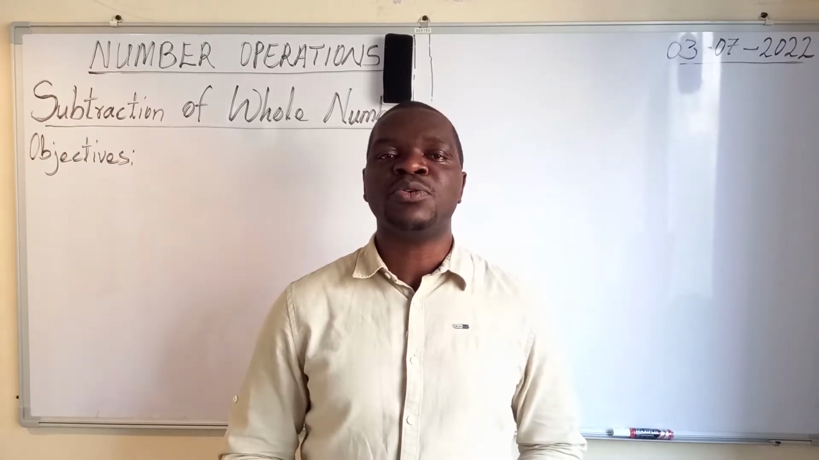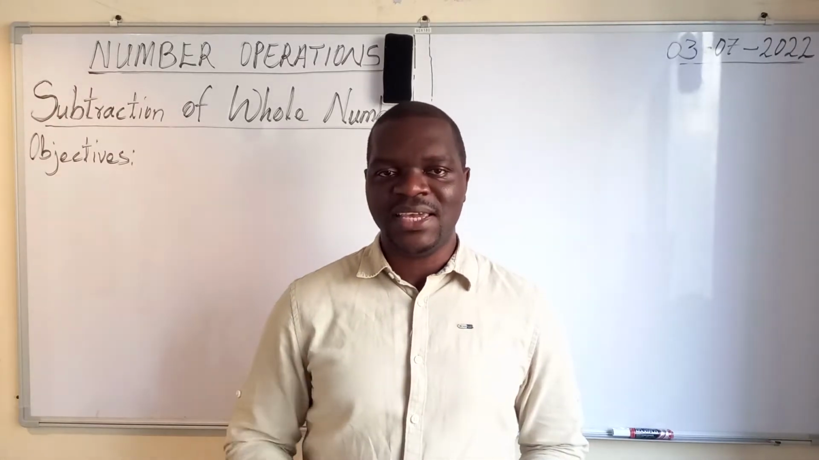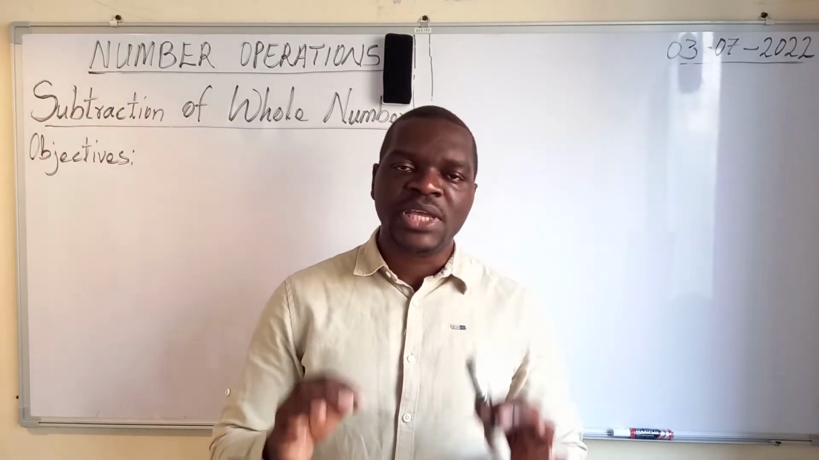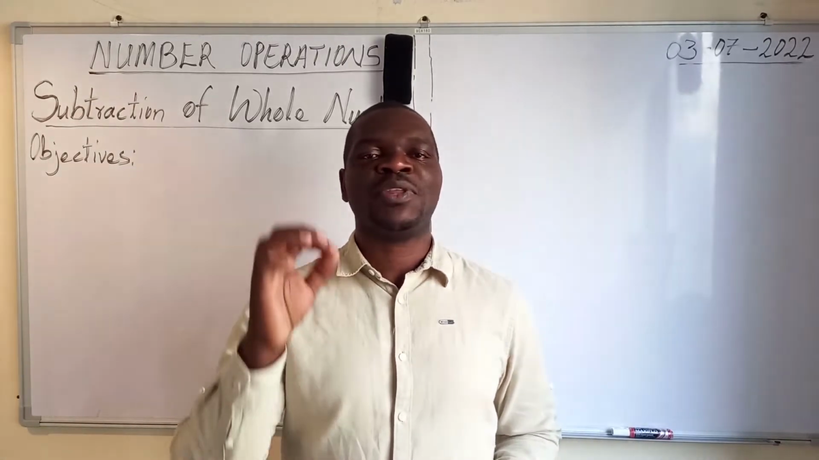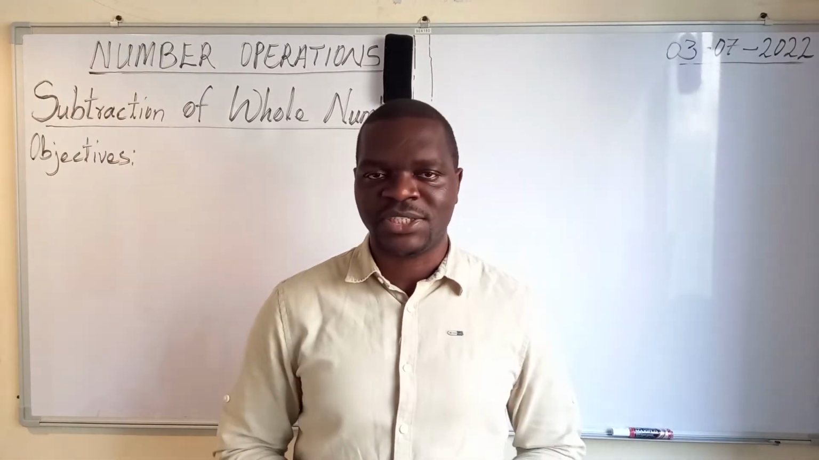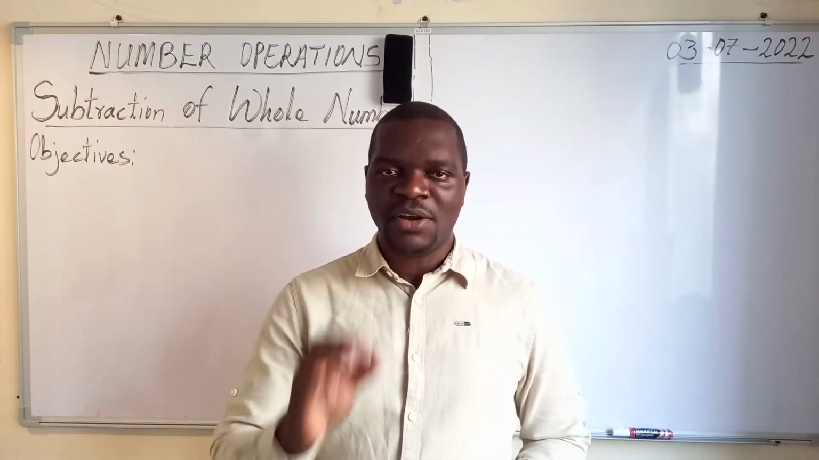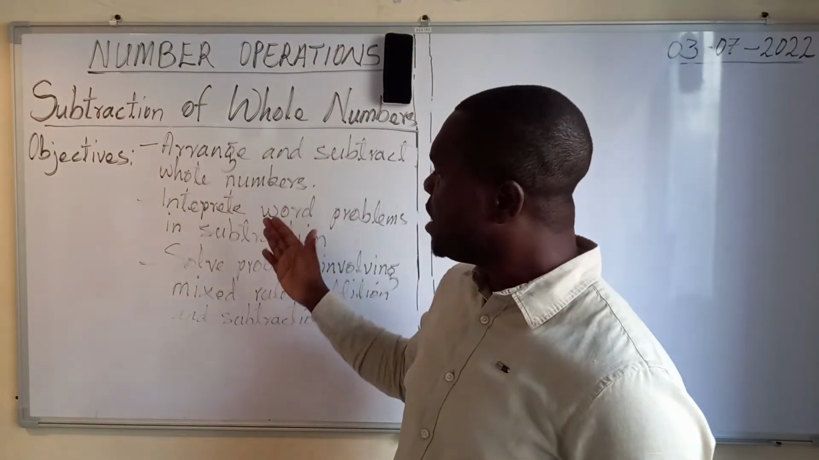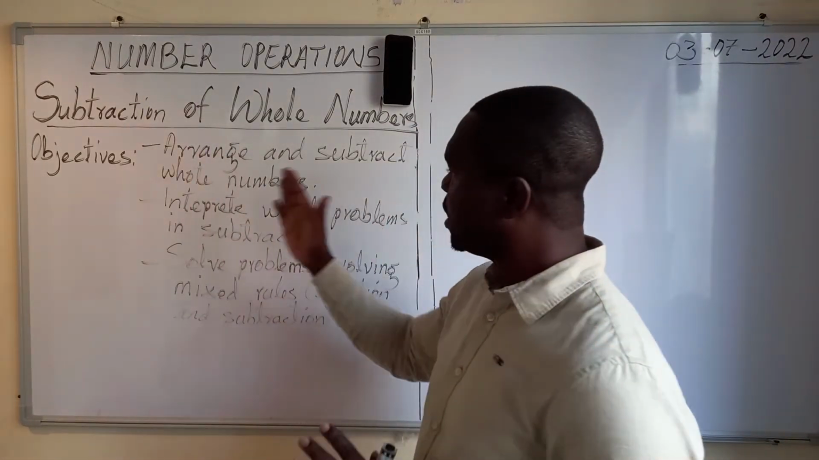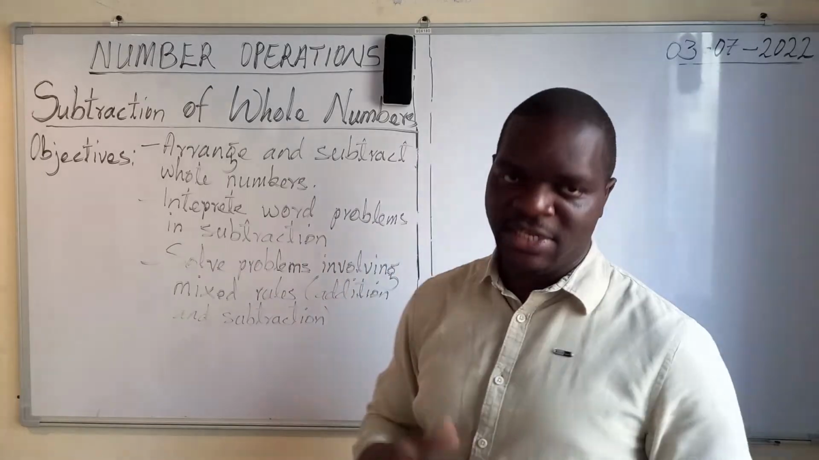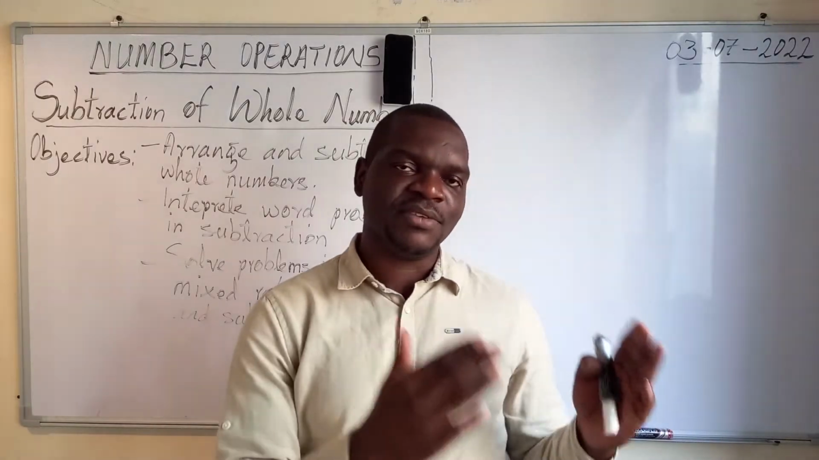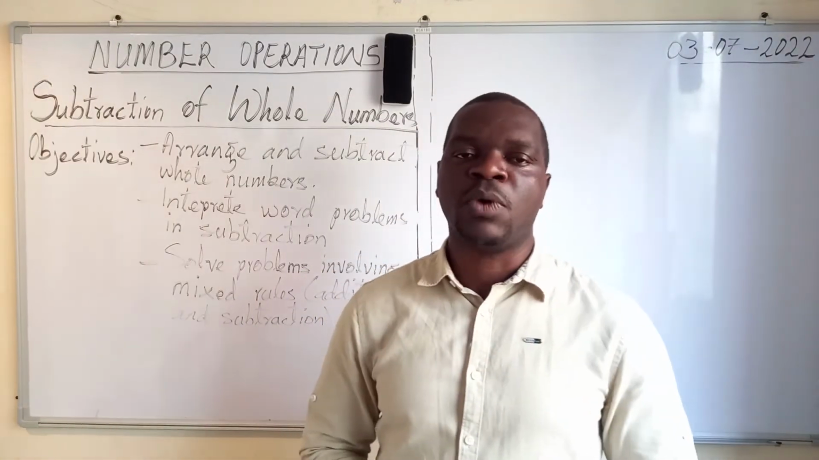The second will be to interpret word problems in subtraction of whole numbers. And the last objective will be to be able to solve problems with mixed rule. That is, problems that involve addition and subtraction. So these are the three main objectives. These are our main focus for today. We should arrange and subtract whole numbers, interpret word problems in subtraction, and solve problems involving mixed rule, that is, involving addition and subtraction in one problem.